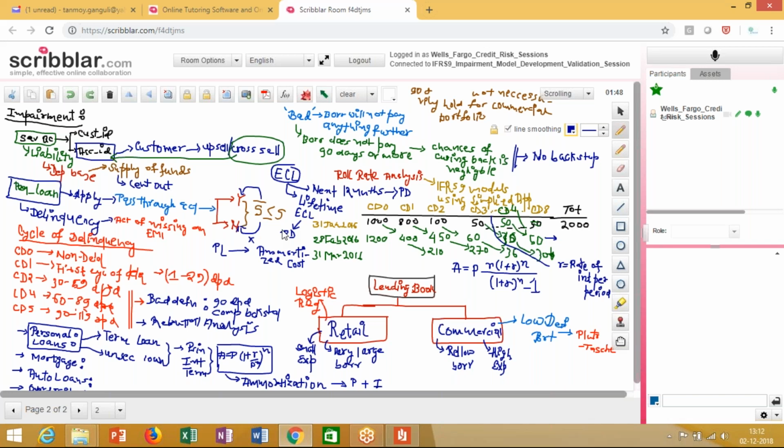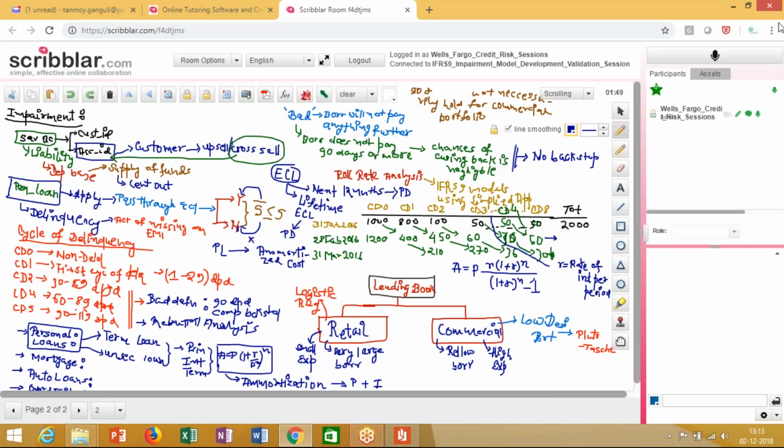I'll come to that in detail, but I'll just give you a sneak peek into the same. Basically, depending on each portfolio, there are certain macroeconomic factors which impact the default rates.